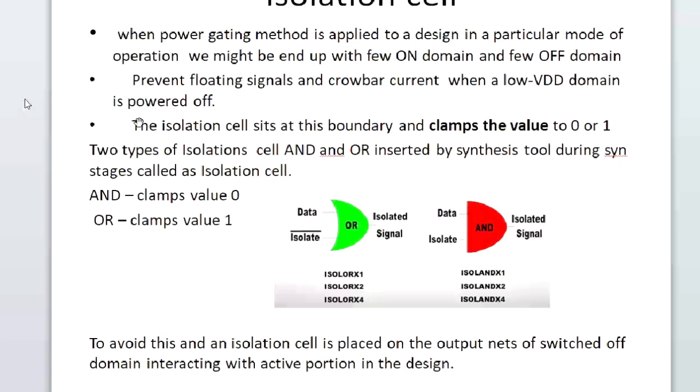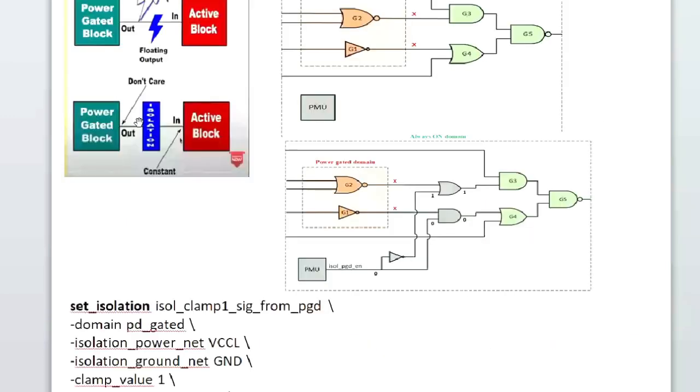So what is an isolation cell? Isolation cells are low power cells in the design. They are placed between an on domain and an off domain. Here we can see the image. One is the always-on domain, and inside the always-on domain there is a power gated domain.